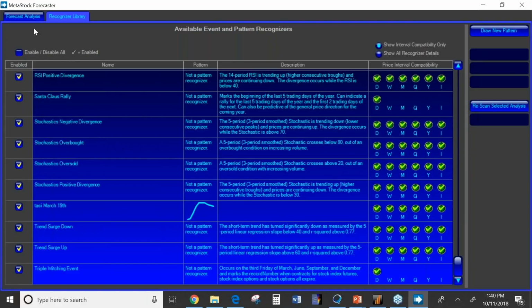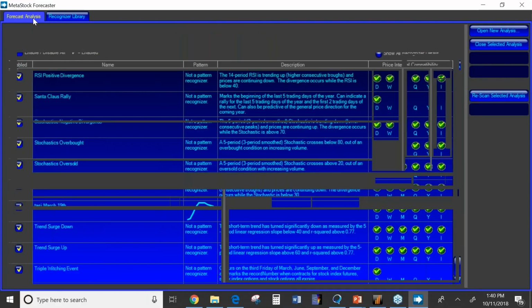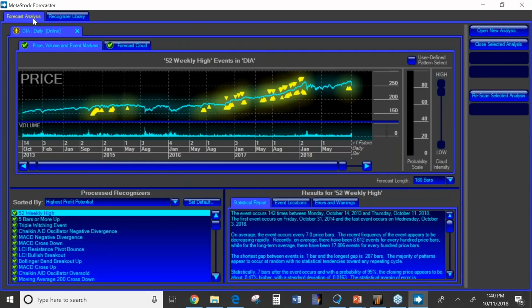And what I'm going to do is click on the forecast analysis tab here, okay? And again, we're looking at Dow. And recently we had a 52-week high. Right here, we get a list of the different recognizers that are found on the chart.